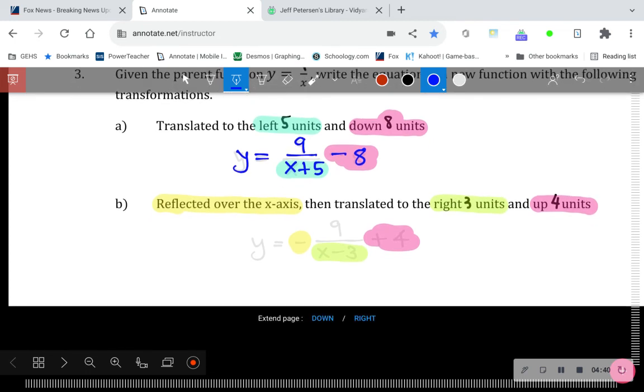Here's another version of the same skills, except I have this extra one reflected over the x-axis. So let me write the parent function down. There's the parent function, 9 over x, reflected over the x-axis. Translate it 3 units to the right. Notice the sign change there. And then up 4 units. And ladies and gentlemen, that does it for page 1 of your review.